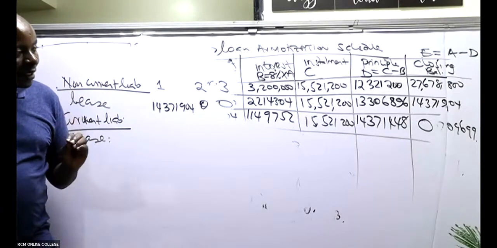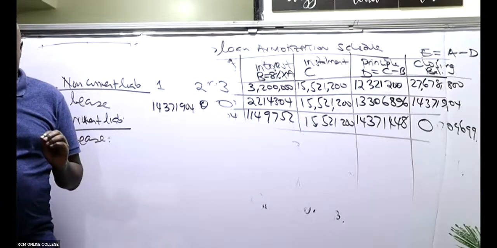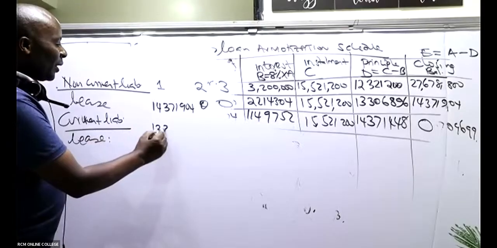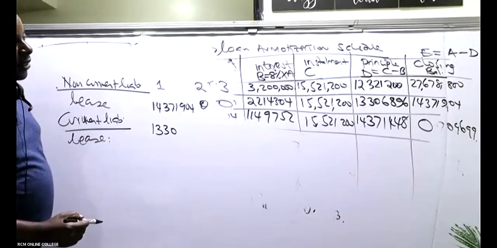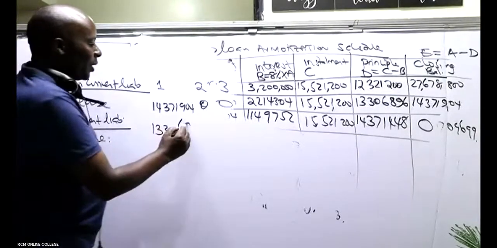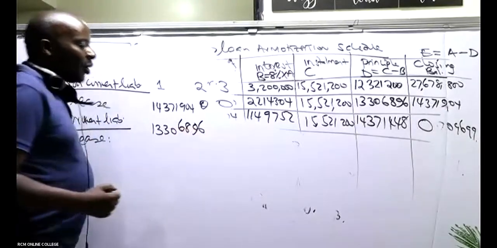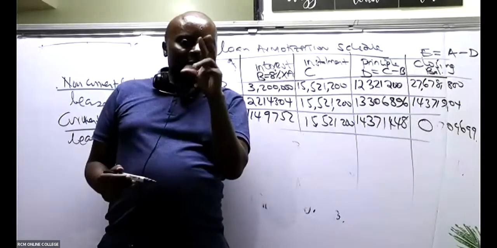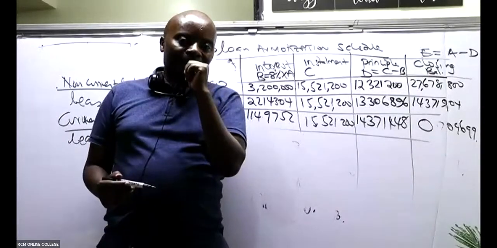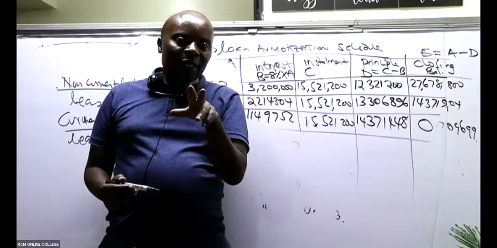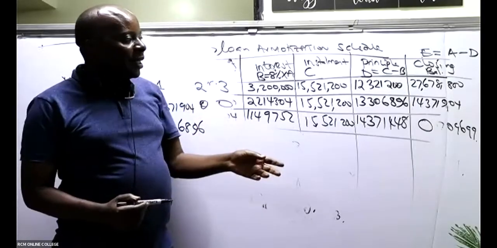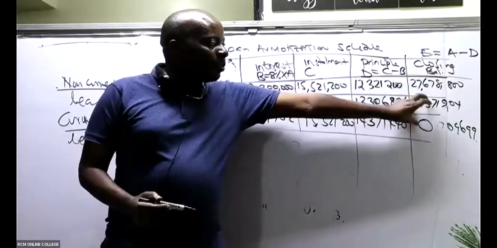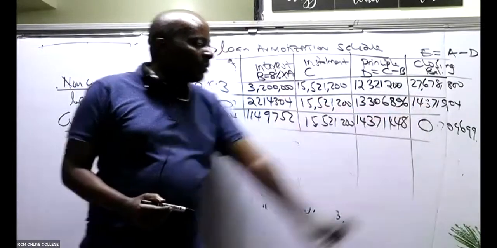Yeah. 13,306,896. So this that has been paid within the year is what is our current. And then again, to get the next current liability, you will consider this and this. So what was paid in between here? It will be this 14, something like that.